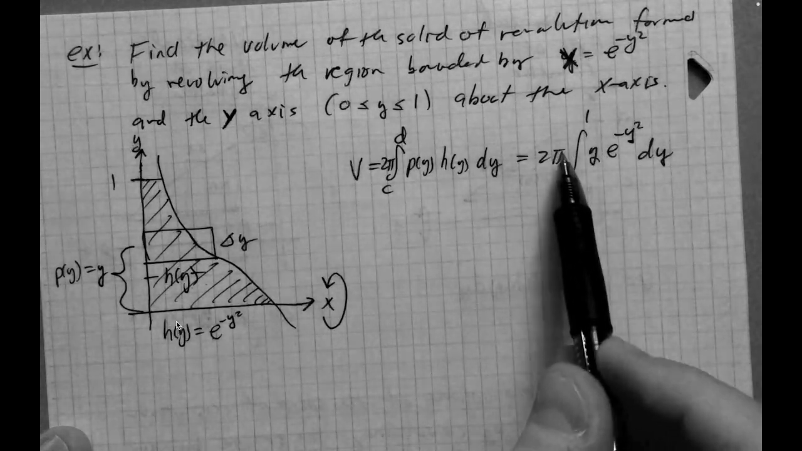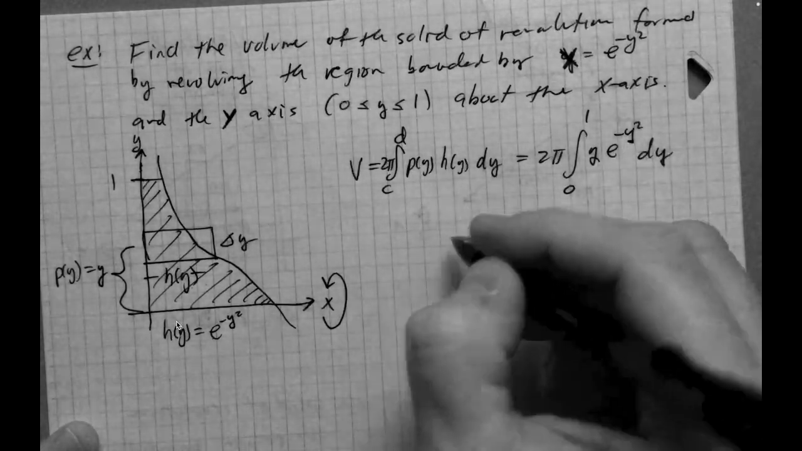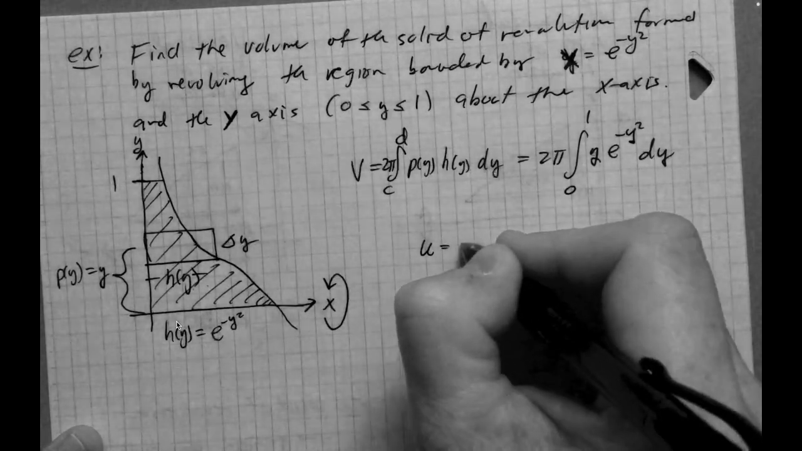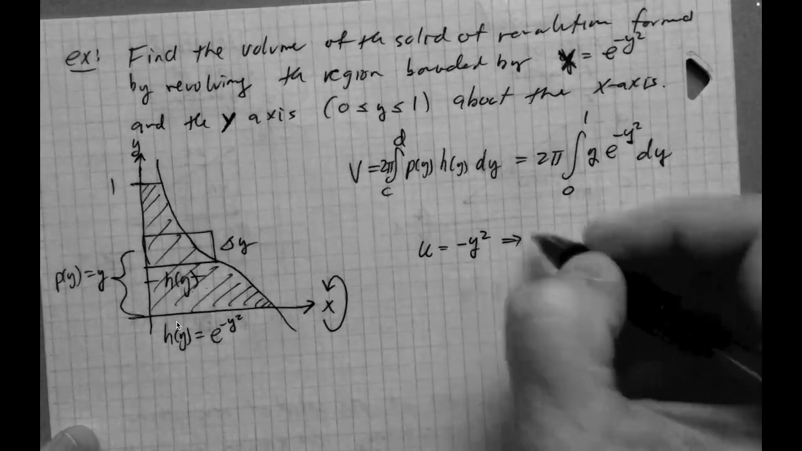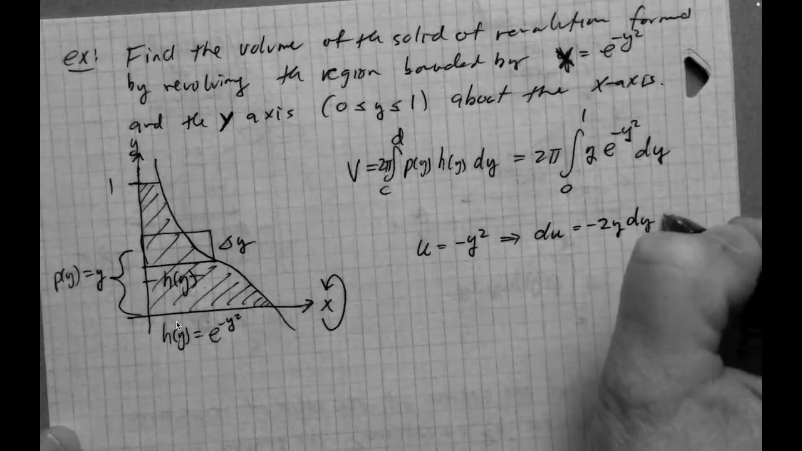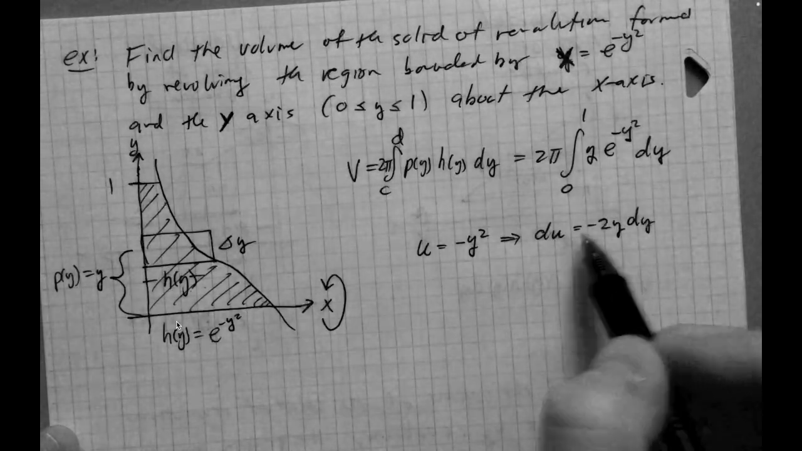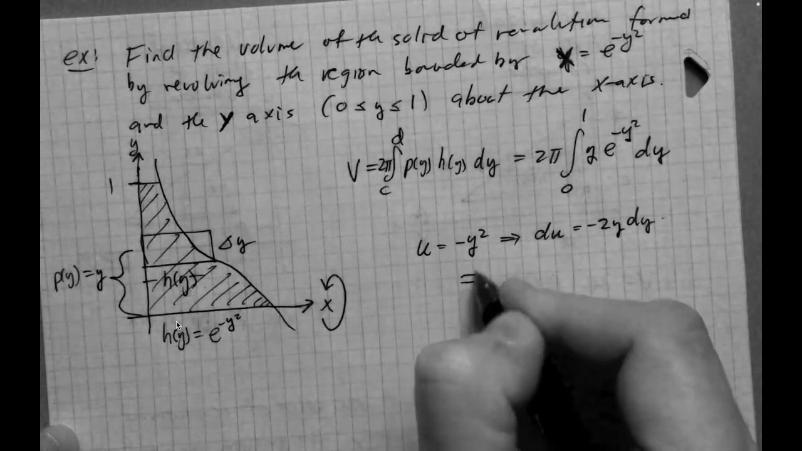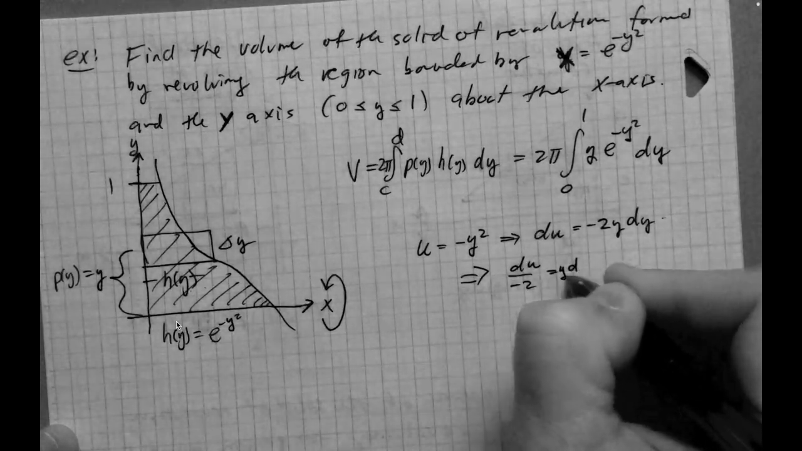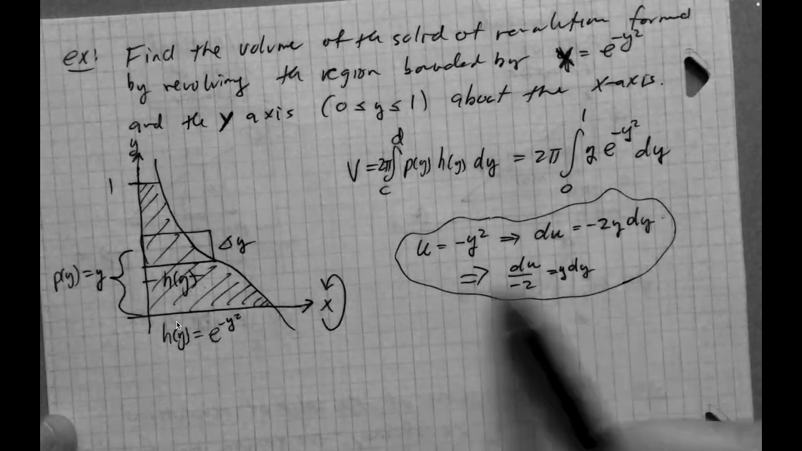Yeah, we definitely can integrate this. What we're going to do is use a u substitution, so just off to the side, come in here and say u is equal to negative y squared. So that means du is equal to negative 2y dy. And so we have the y here, right? But we will have to move the negative 2 over. And so that means du over negative 2 will be equal to y dy.